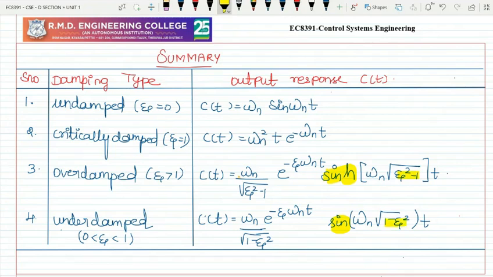Okay, so this is the way we have to proceed for the step signal also. For the step signal for the second order also, you have to follow the same procedure.